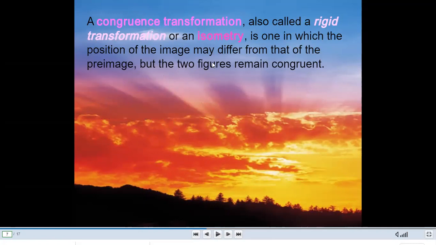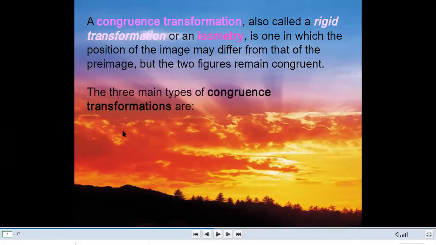A congruence transformation is called what? Congruence transformations, we can call it a rigid transformation. A rigid transformation, or an isometry, is one in which the position of the image may differ from that of the pre-image, but the two figures remain congruent.